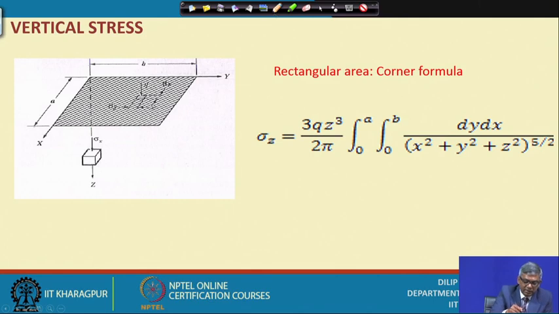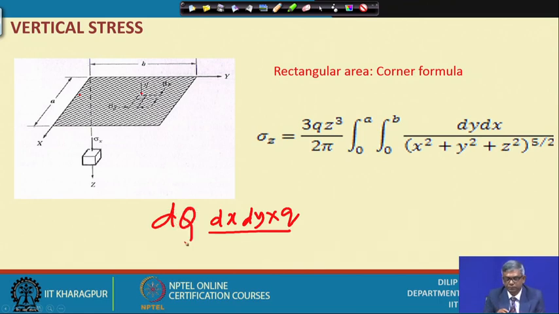You can see here, this is the x axis. At a distance y I have taken a small width dy, and from the y axis at a distance x I have taken a width dx. So I get one small area of width dx and dy. That means the area of this small part is dx into dy, and the intensity of pressure on the footing is q, so this becomes dq.